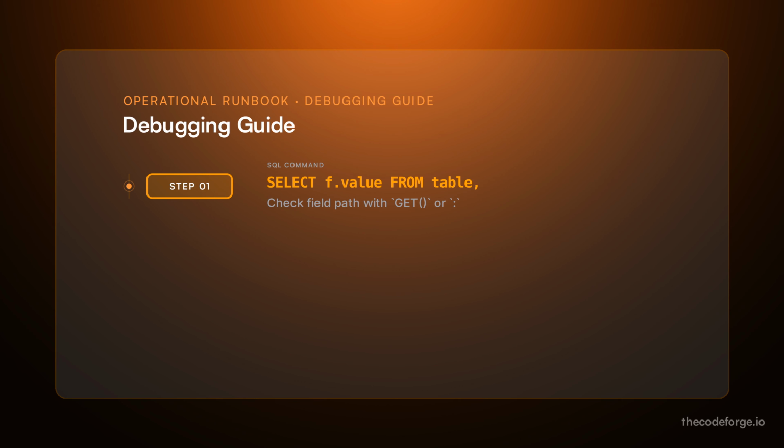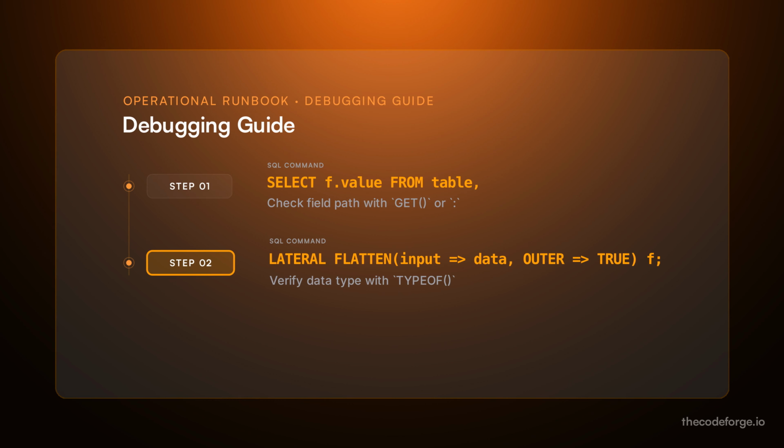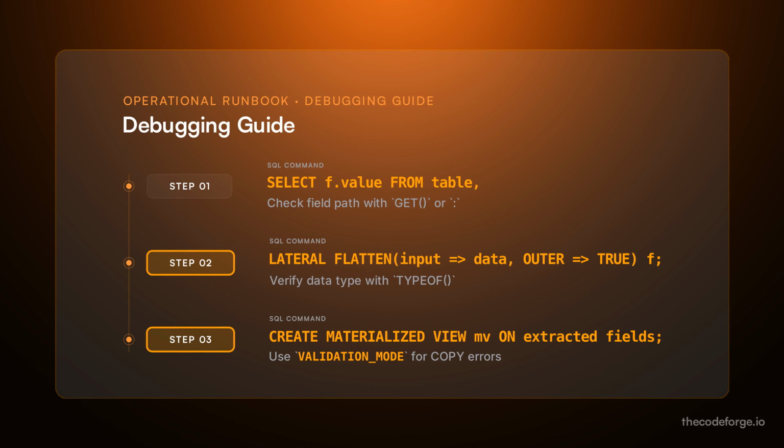To debug semi-structured data issues, start by checking the field path using GET or dot notation. Use TYPEOF in conjunction with lateral flatten to verify the data type. For loading errors, use validation mode to identify bad rows.